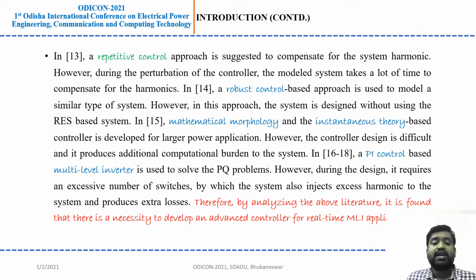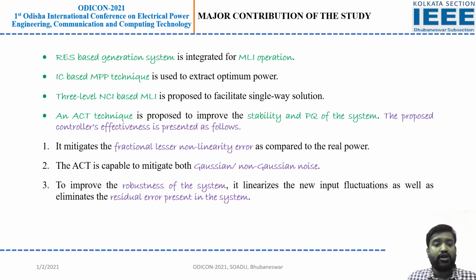In 15, a mathematical morphology and instantaneous theory based controller is developed for a larger power application. However, during the design and integration, we face some major challenges like additional computational burden and system complexity. In 16 to 18, a PI control based multi-level inverter is used to solve the PQ problem. However, during the design, it requires an excessive number of switches, by which the system also injects excess harmonics. Therefore, there is a necessity of an advanced controller for the inverter operation.